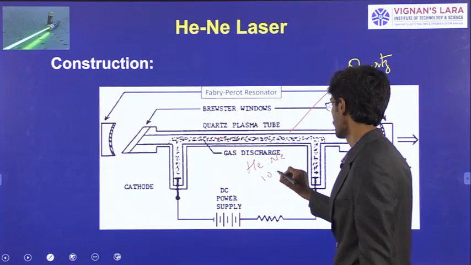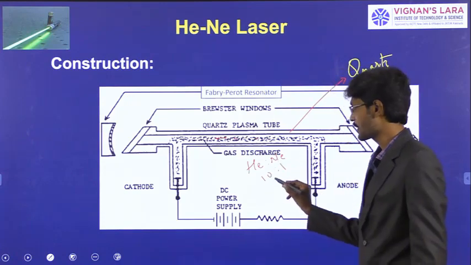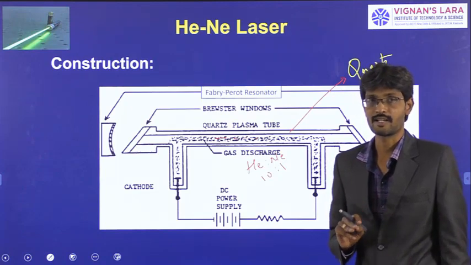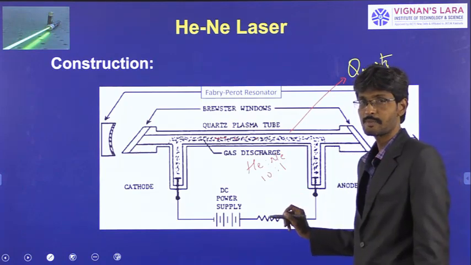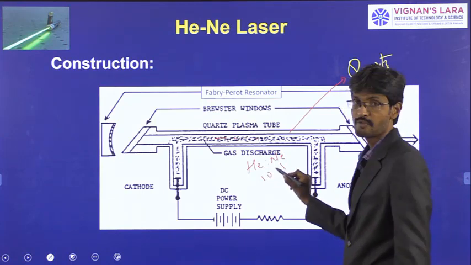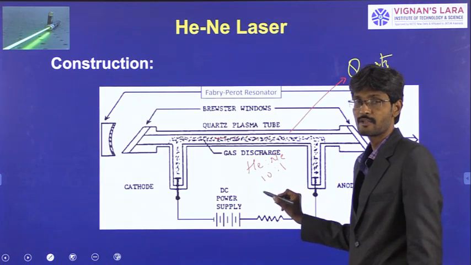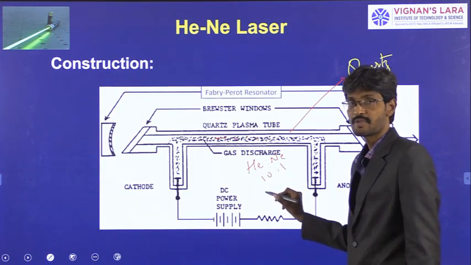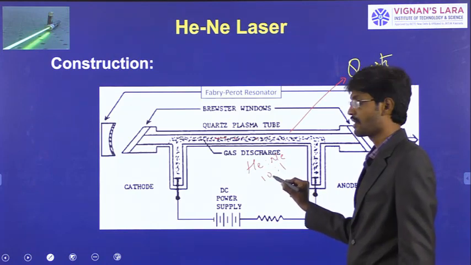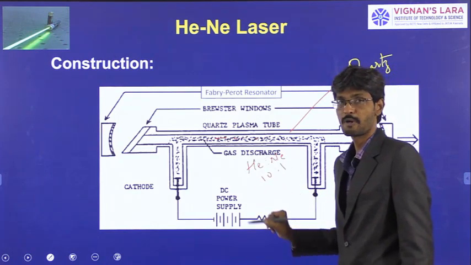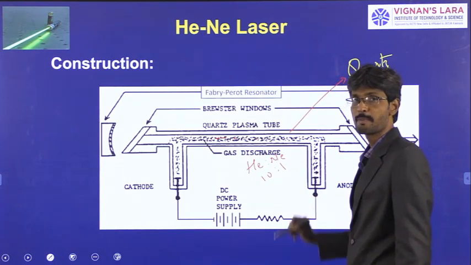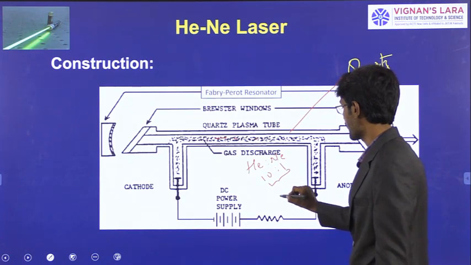The mixture is in the ratio 10:1. The ratio 10:1 represents the pressure ratio, not the concentration of helium and neon atoms. It does not represent 10 atoms of helium and 1 atom of neon. It represents that the pressure ratio between helium and neon is 10:1. That means, for example, 10 represents 10 mm of Hg, then 1 represents 1 mm of Hg. That means helium is enclosed at a pressure of 10 mm of Hg, and neon at a pressure of 1 mm of Hg.